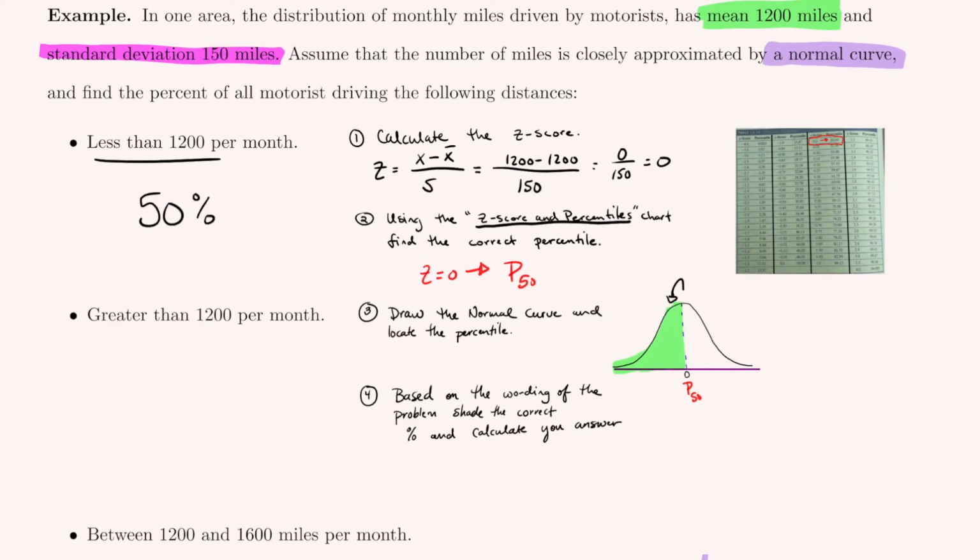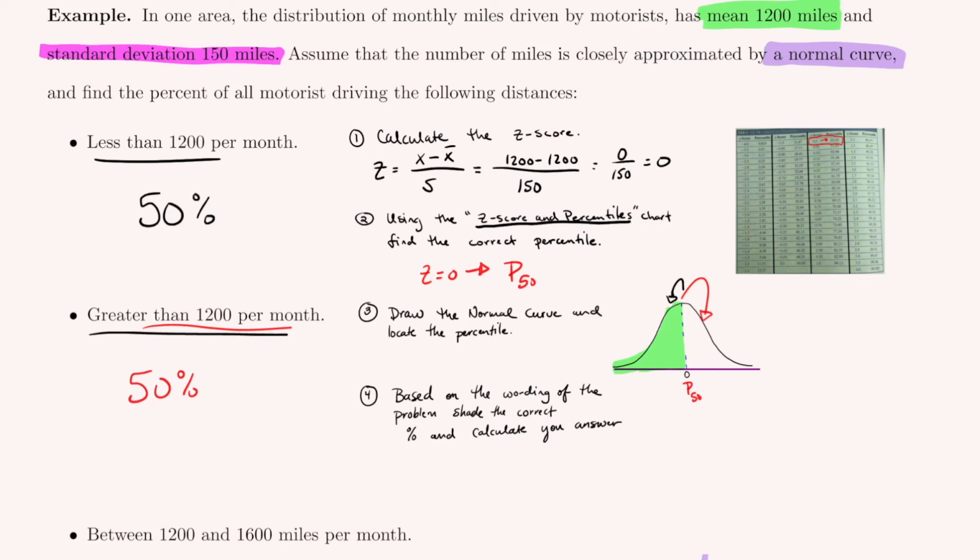Next, we look at values greater than 1,200 per month. Now, since the value of 1,200 is a z-score of 0, which is the 50th percentile, to be greater, we would just be to the right, and at the 50th percentile, half lies below, half lies above. So 50% of the data values are above 1,200 per month.